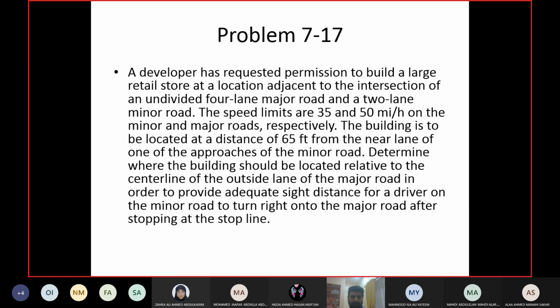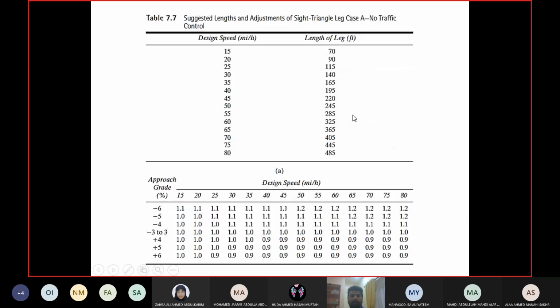And the gradient is not given, so I will assume it to be level, 0%. First of all, I will find out dA and dB using the speed limits. For 35, dB is 165 feet, and for 50, dA is 245 feet.